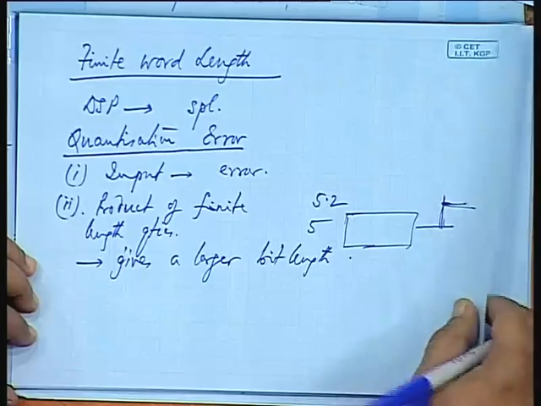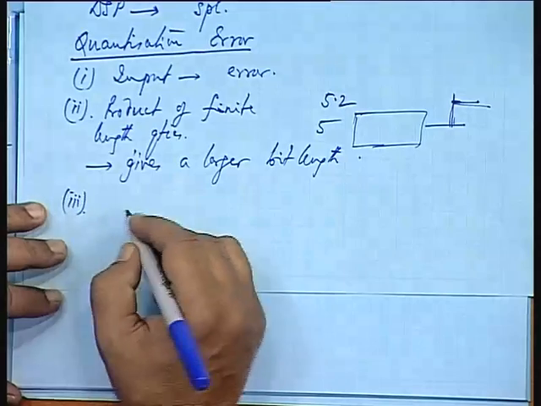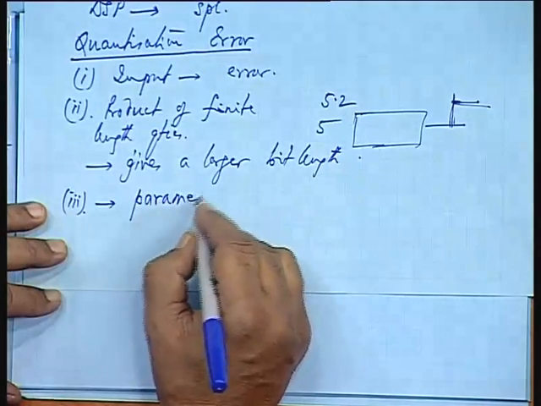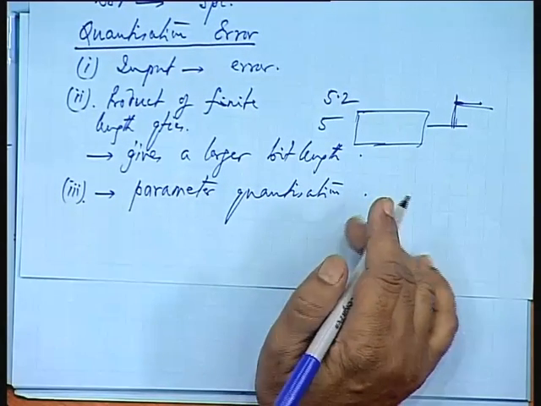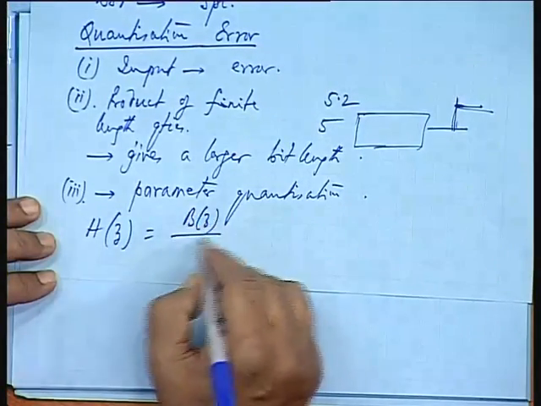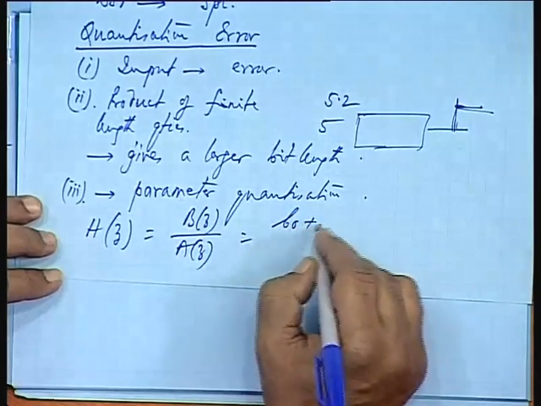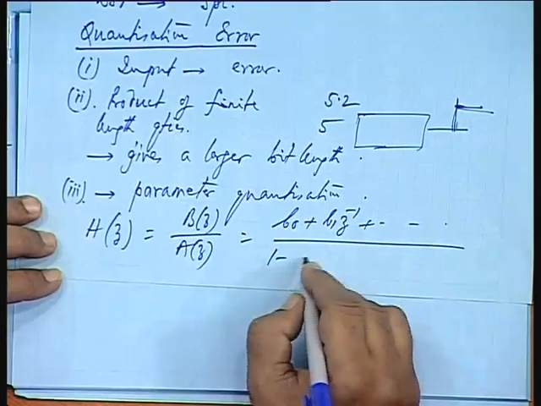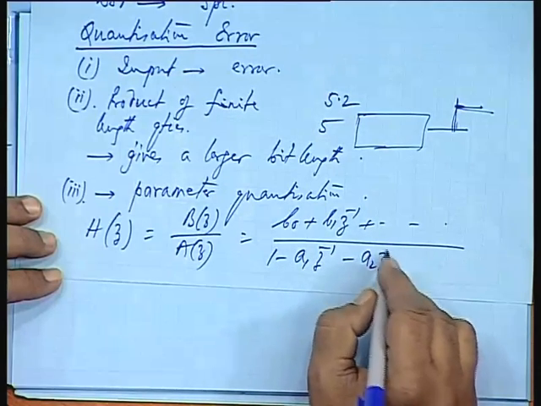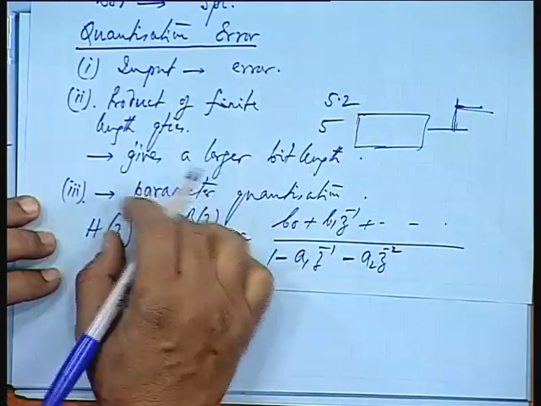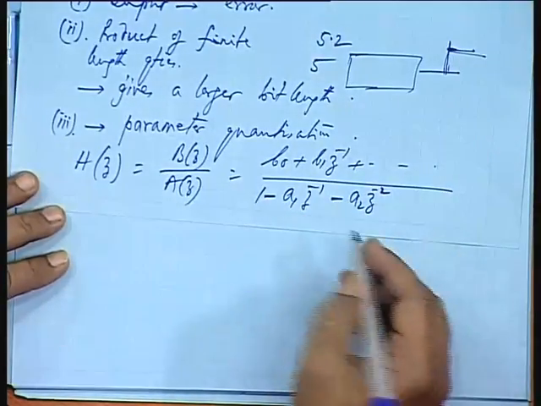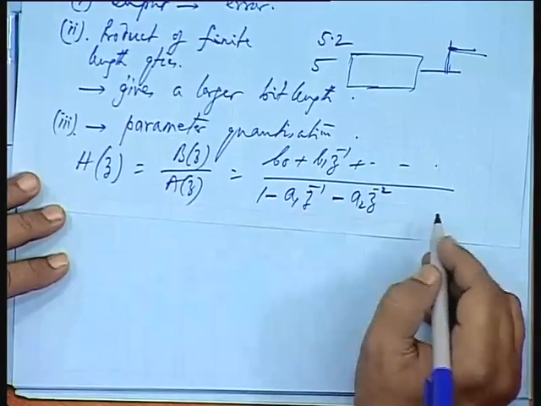The third one, which is the most important one, is the parameter quantization. Parameter quantization, you can see if we change the parameter, the roots may change. H(z) we say B(z) by A(z), we may write B0 plus B1 Z inverse and so on, over 1 minus A1 Z inverse minus A2 Z to the power minus 2 and so on. Normally we put a negative sign because these coefficients will come to this side, and if they are transferred you can write plus or minus, it really does not matter. Many books follow this as a standard form.